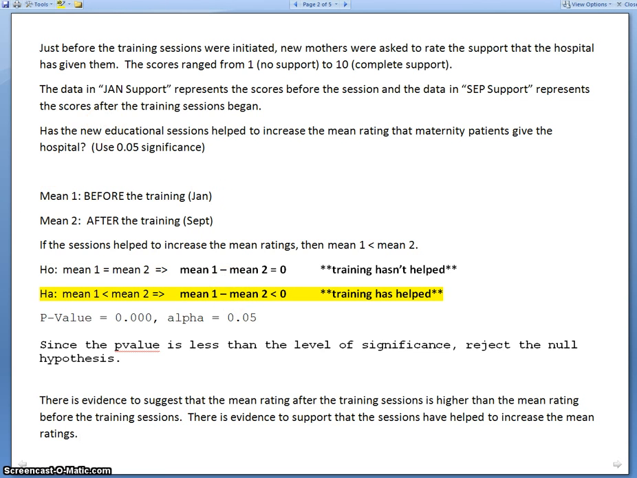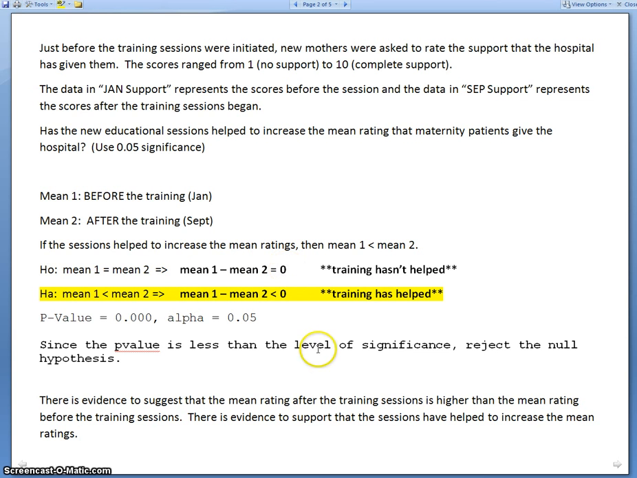Okay. So first I read the problem. I decided that I want mean 1 to represent the first sample. I wanted mean 2 to represent the second sample. I thought about, well, the claim here is that the sessions have helped. If the sessions have helped, then mean 2 will be larger than mean 1. I know that's going to be my alternative, which I have to rewrite in terms of a value, representing mean 1 and mean 2 as a relationship with 0, a difference to 0. So this is my alternative versus the null when they're equal.